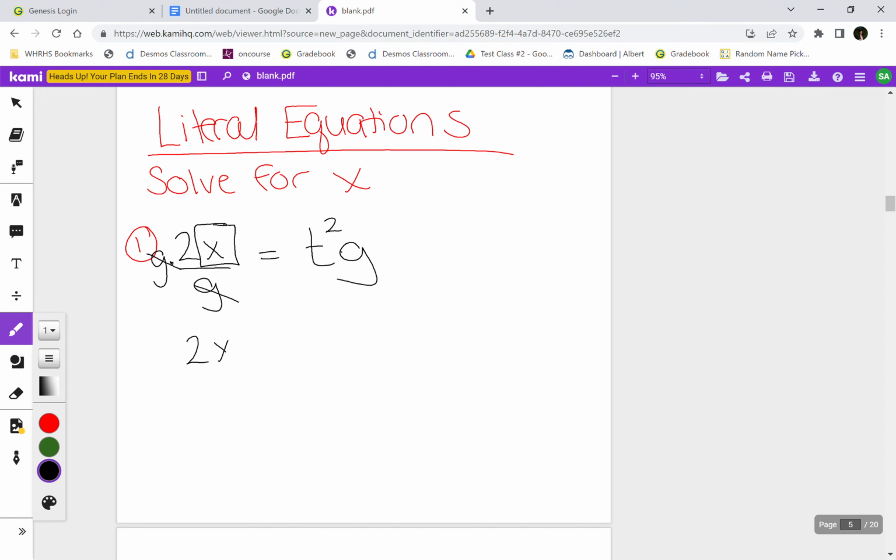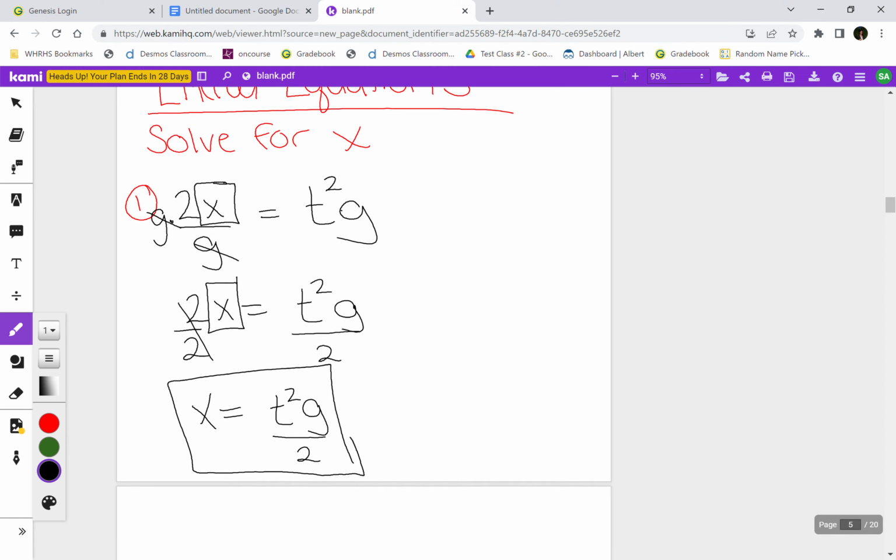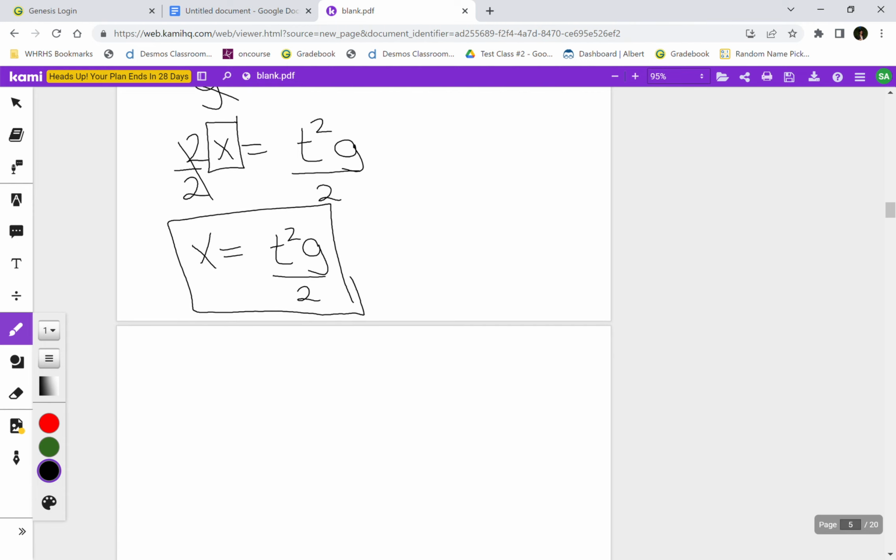So now we have 2x equals t squared over g. What are we doing now to solve for x? Dividing by 2. So x will equal t squared g over 2. Are we ready for the next one?